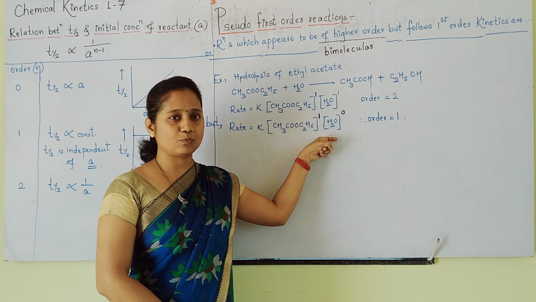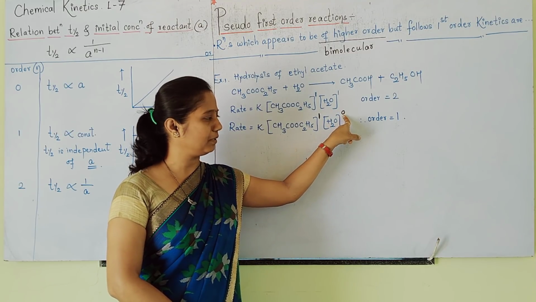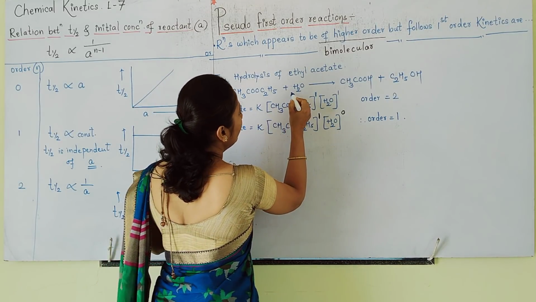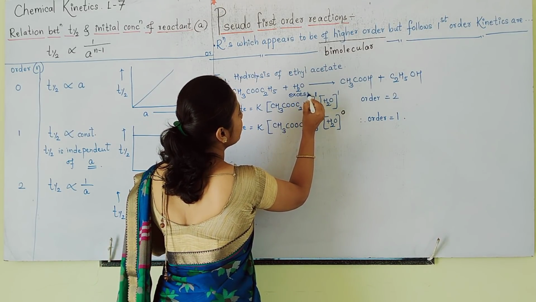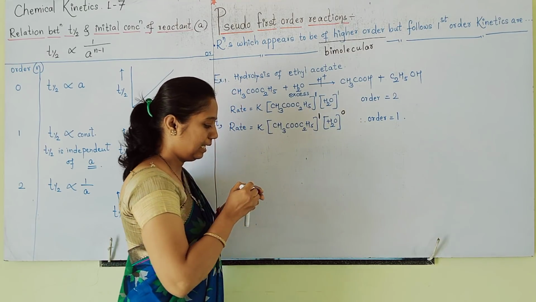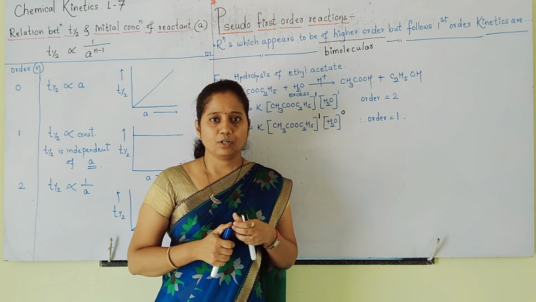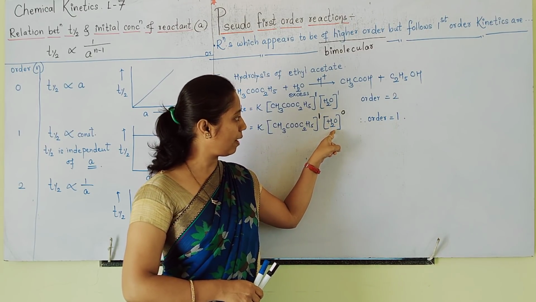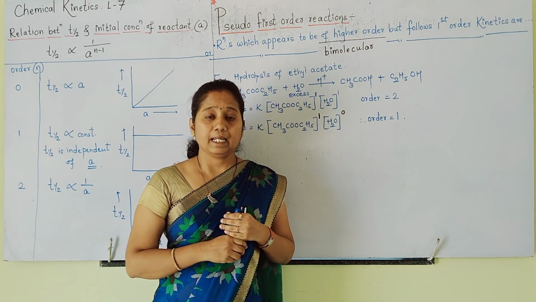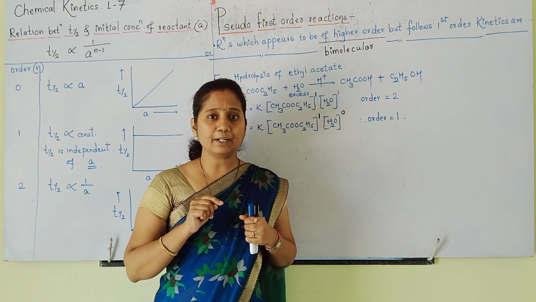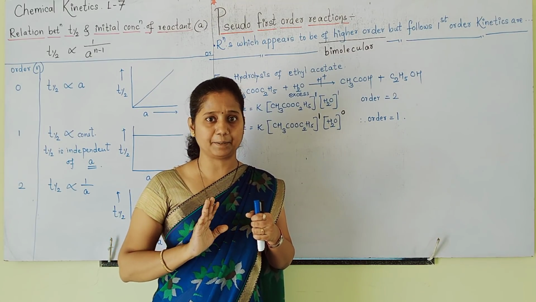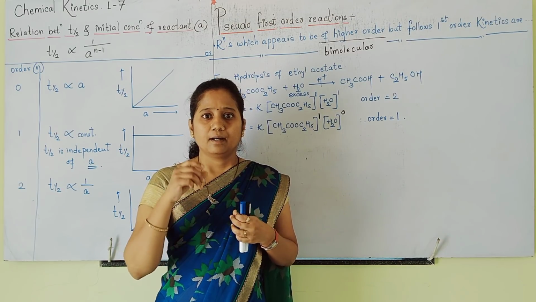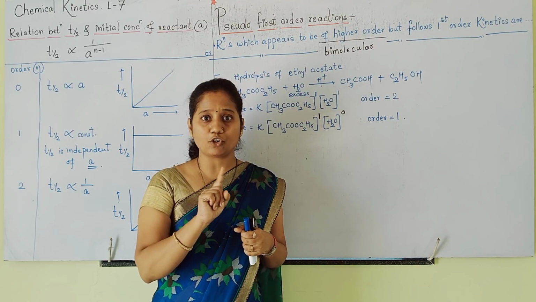This is what we got by experiment. Then student, why did water become raised to 0? Here water is taken in excess. In hydrolysis of ethyl acetate, water is taken in excess. Why is water constant? Because it is a hydrolysis reaction. In a hydrolysis reaction, much water will be added because the reaction itself is hydrolysis. So the concentration of water will not change much.